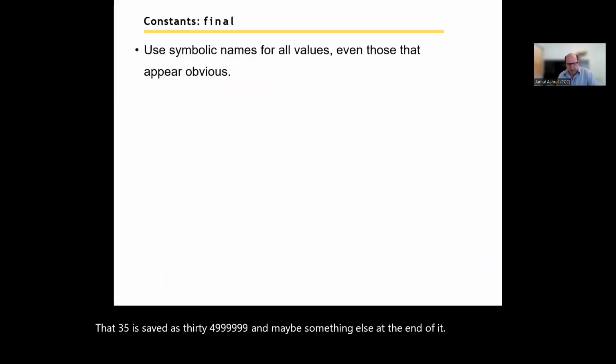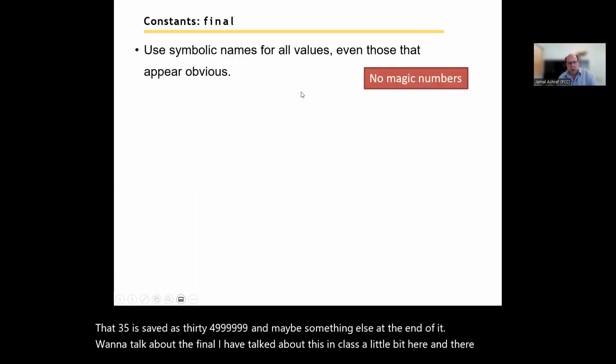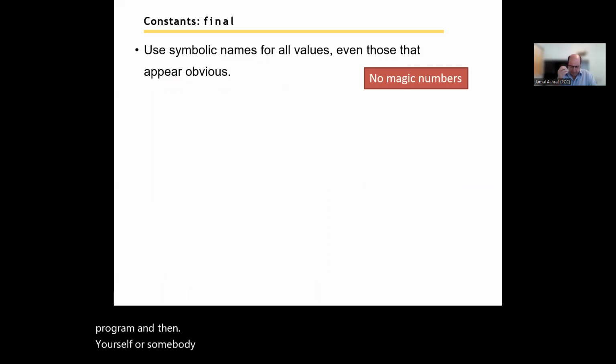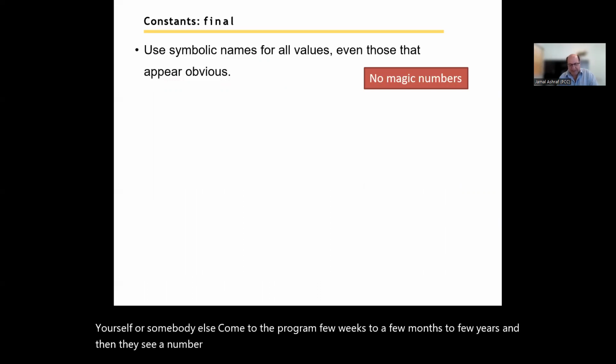I want to talk about the final. I know I have talked about this in class a little bit here and there. So we don't want to have any magic numbers in our program. Magic numbers are numbers inside the program, and then yourself or somebody else comes to the program a few weeks to a few months to a few years later, and they see a number, and that number doesn't make any sense.